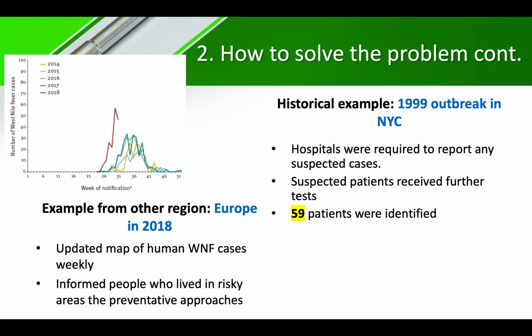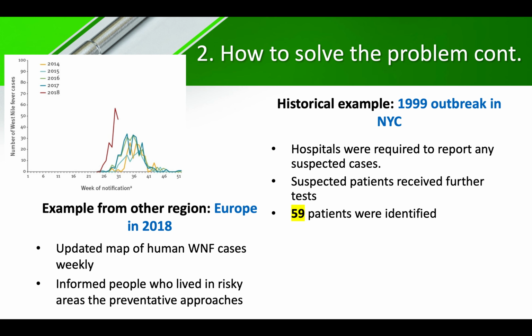In 2018, the first WNV cases were notified by Greece in week 26, which was earlier than 2016 and 2017. In order to prevent the spread of WNV effectively, the European Center for Disease Prevention and Control updated maps of human WNV cases weekly to increase the awareness of the public. ECDC also promoted preventative approaches information, including wearing long sleeves and applying mosquito spray.